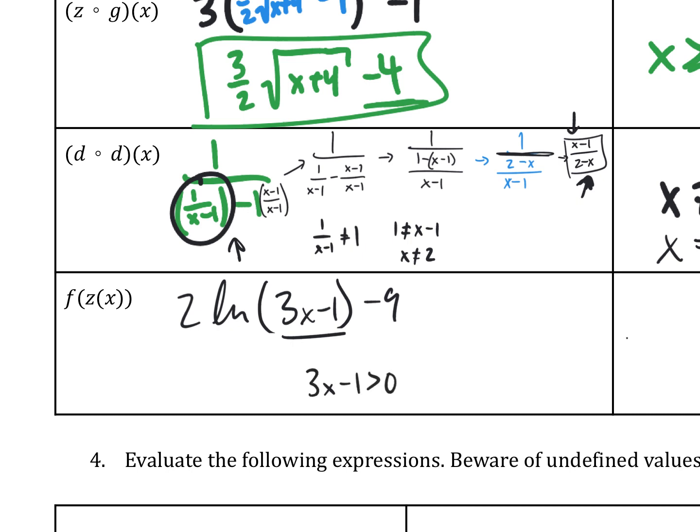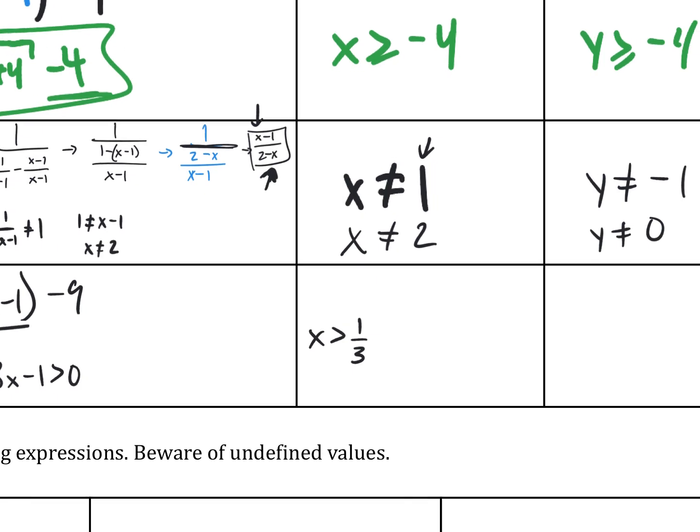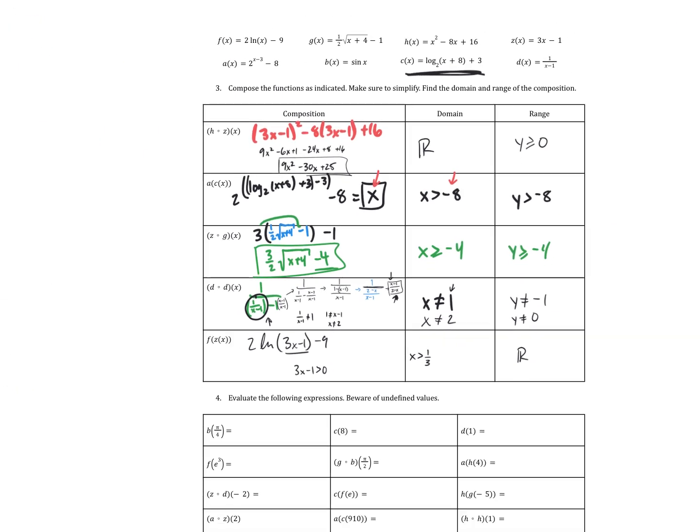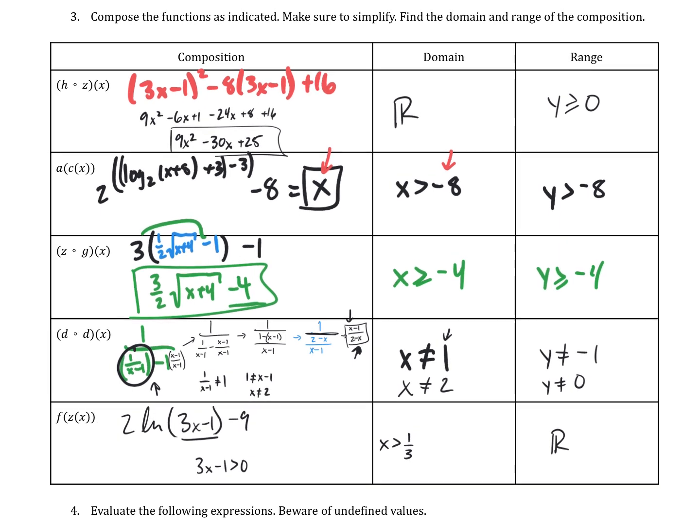So I get that x is greater than 1/3 is my x value for the domain. The range for any natural log function is always all real numbers, so we're going to keep it like that. So those are my domains and ranges for the first section.